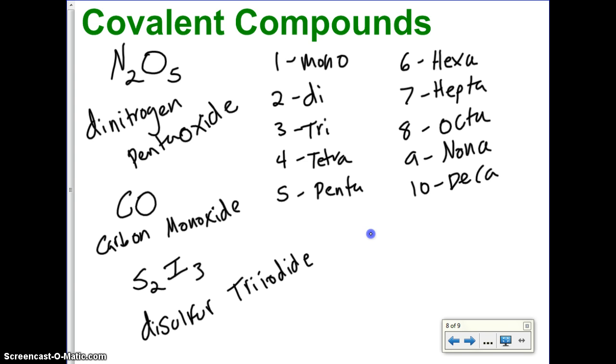Now, working backwards, this is just as easy. Let's say I give you something like pentasulfur hexanitride. Okay, well, penta's 5, sulfur, so S5. Hexanitride is nitrogen, 6, so S5N6. So pretty simple, pretty straightforward. That's about it for covalent. They are very easy, very straightforward. That's it. We'll see you on the next one for acids.